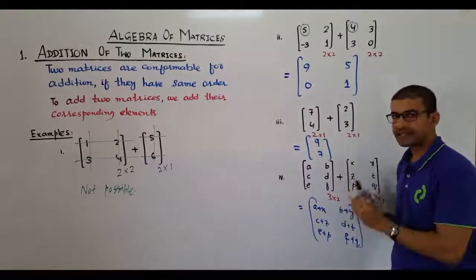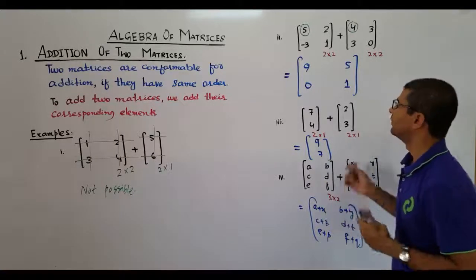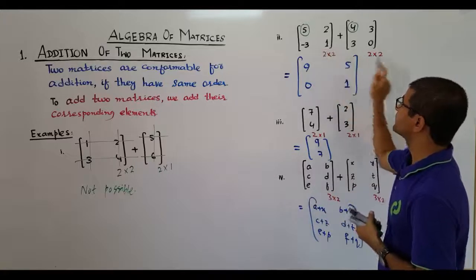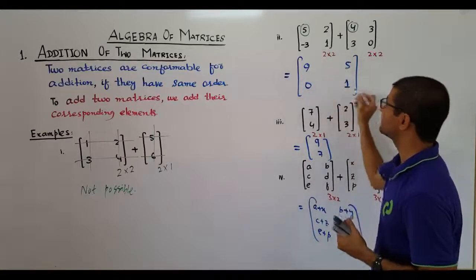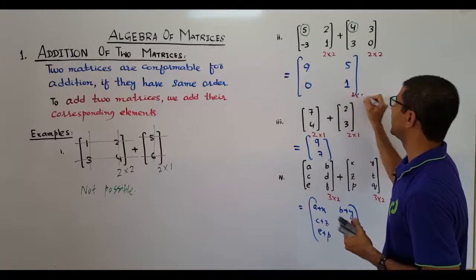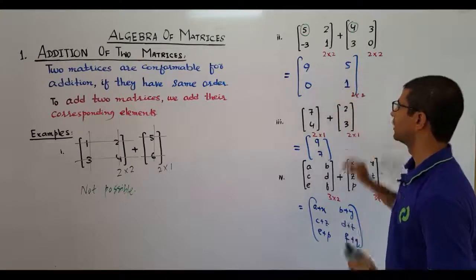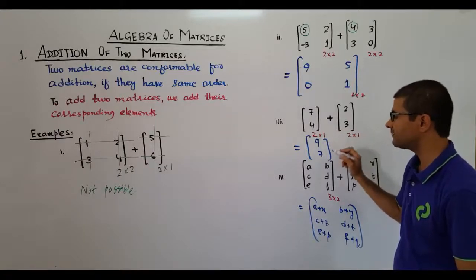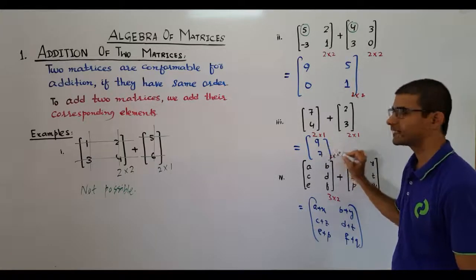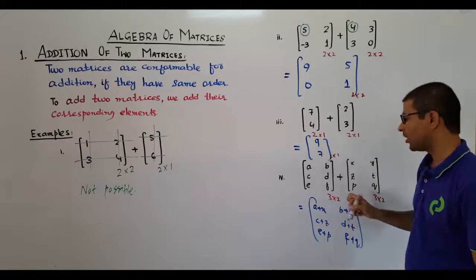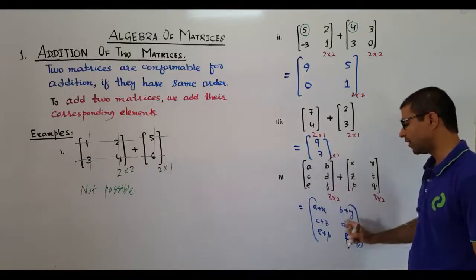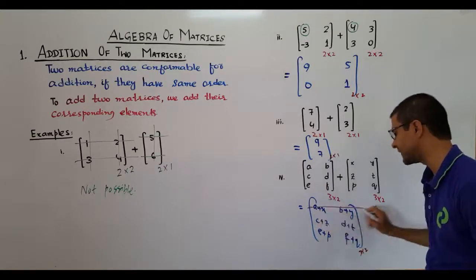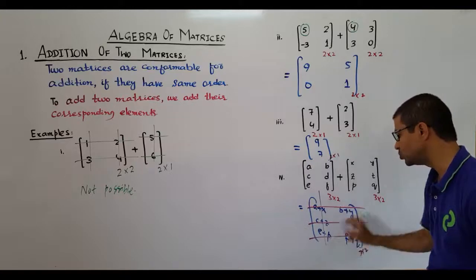that the order of result matrix will be the same? For example, order of these 2 matrices is 2 by 2, and the order of result matrix is also 2 by 2. It contains 2 rows and 2 columns. The order of these 2 matrices is 2 by 1, and the order of result matrix is also 2 by 1 because it contains 2 rows and 1 column. As the order of these 2 matrices is 3 by 2, and the order of result matrix is also 3 by 2 because it contains 3 rows and 2 columns.